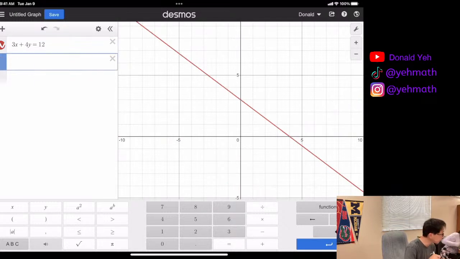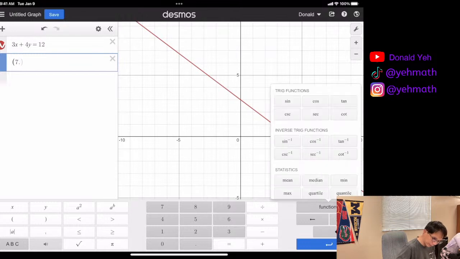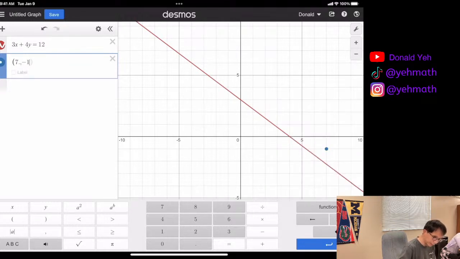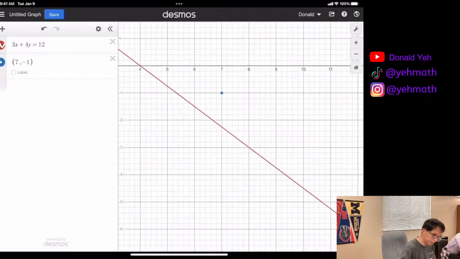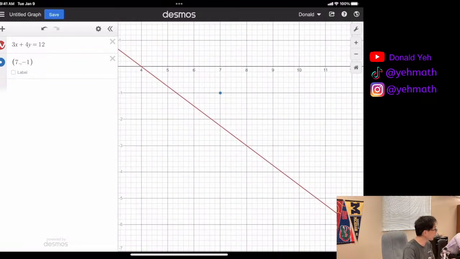And what is the point? Where's the point? 7, negative 1. So 7, comma, negative 1. So it's this point right here. You want a line that goes through this point but is perpendicular to the red line. What are you supposed to do? Figure out the red line's what? Slope. What is the red line's slope?